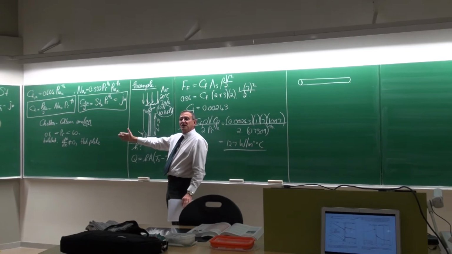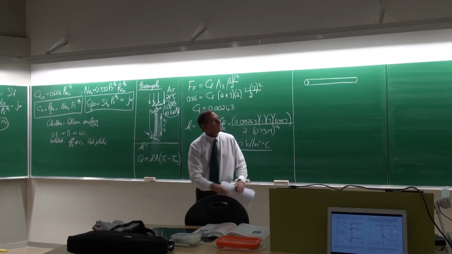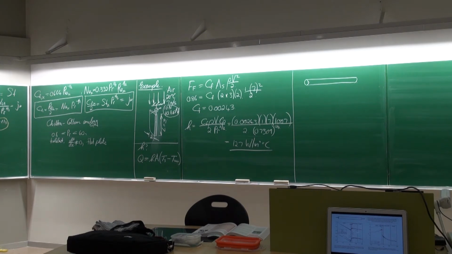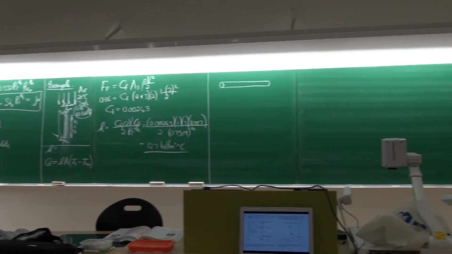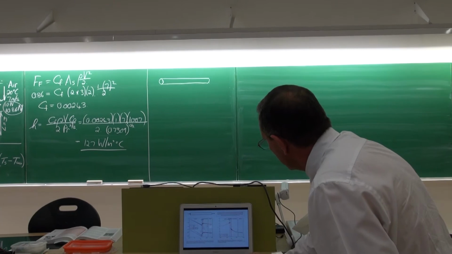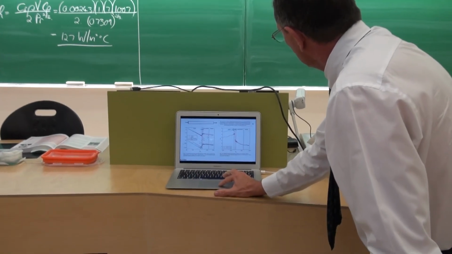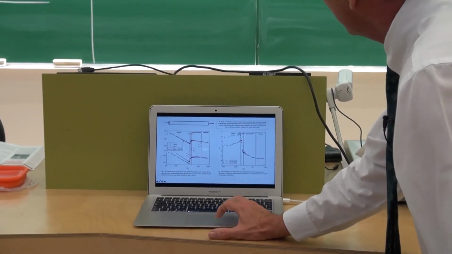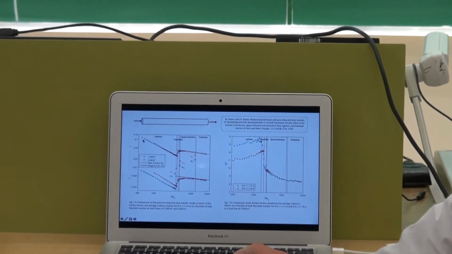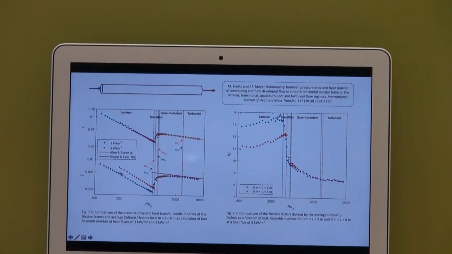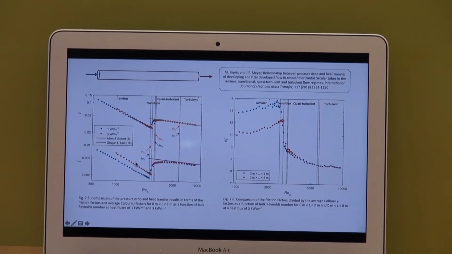Because it's a tube, it is not a flat plate. Well, experiments for a tube have been done by a PhD student of mine, Marlies Everts, and we have published it this year. But it actually shows, here you can see the friction factors, and here you can see the J factors.